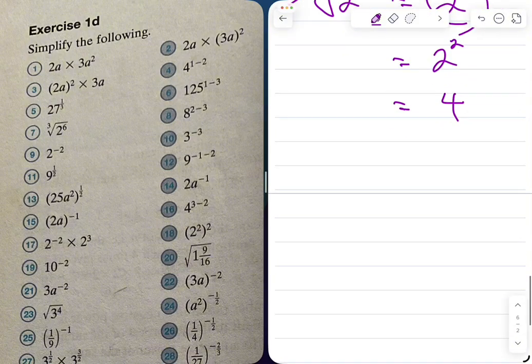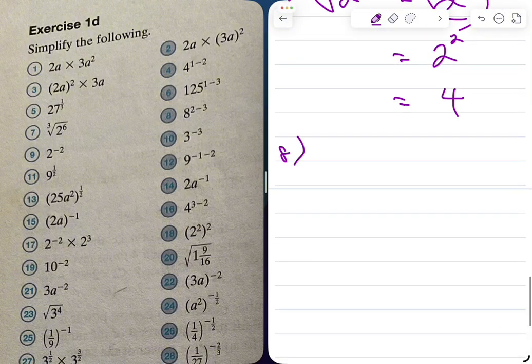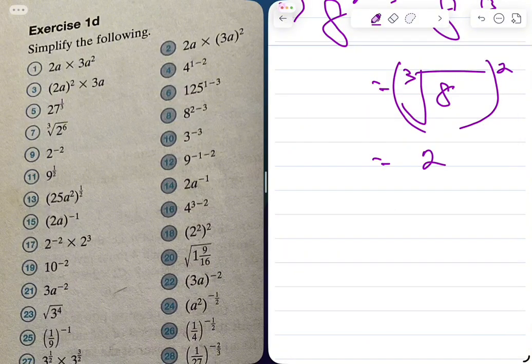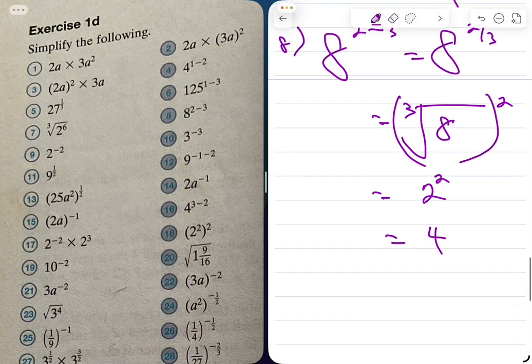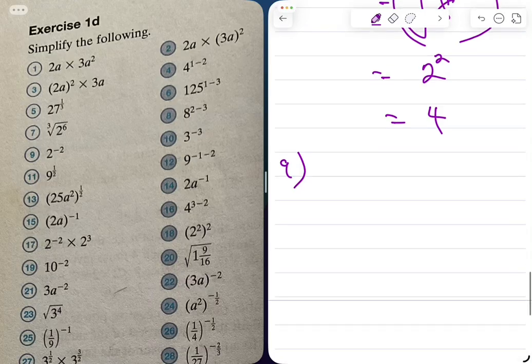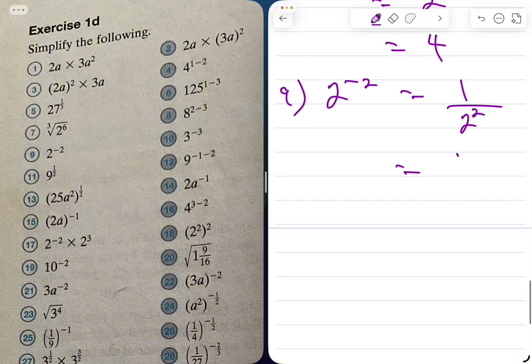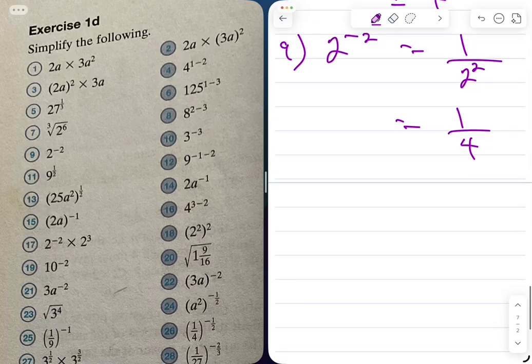Now to the next, which is number 8. 8 raised to power 2 over 3. This means 2 over 3. So that's 8 raised to power 2 over 3, which means the cube root of 8 raised to power 2, which simply means the cube root of 8 is 2. 2 raised to power 2, that's 4. To the next, number 9. 2 raised to power minus 2 simply means 1 over 2 raised to power 2, which is the same as 1 over 4.